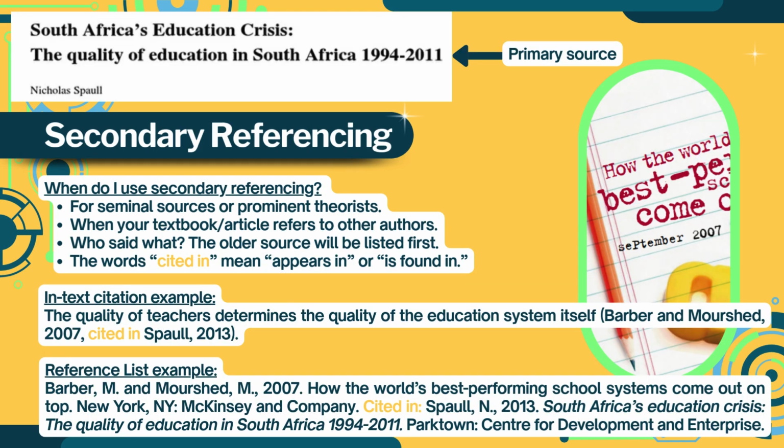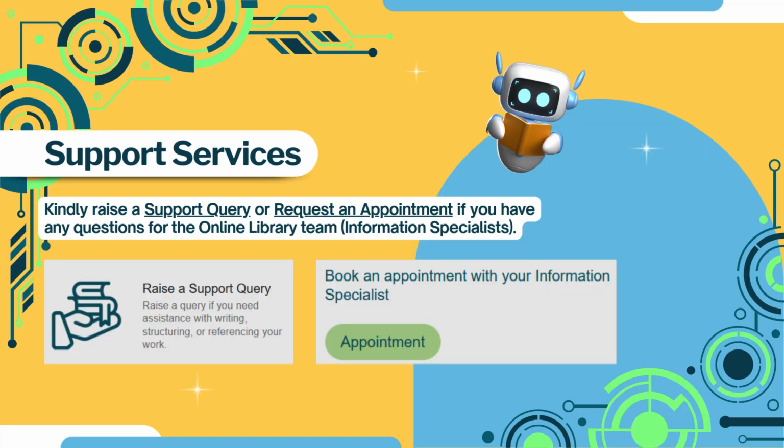With secondary referencing, we are basically saying that somebody had an idea, and it was repeated by another author in a more recent source. The source that you have in front of you is called the primary source. It will always be the newer date of publication, and contain the words, cited in, to show where the older quote has been mentioned. A secondary reference is essentially two references in one. The first part of the reference contains the originator of the idea, and the second part contains the reference details of your primary source.